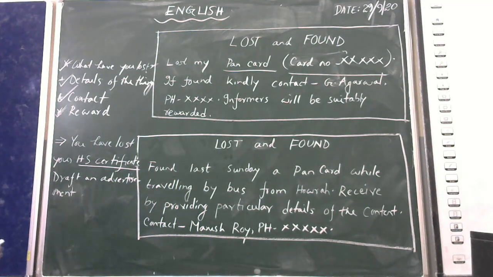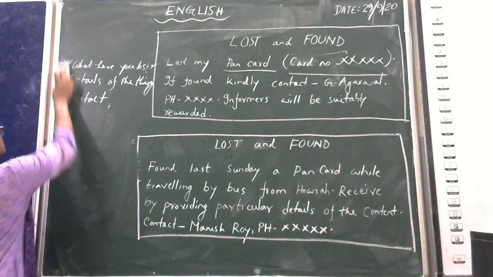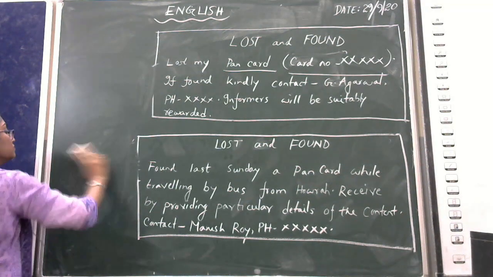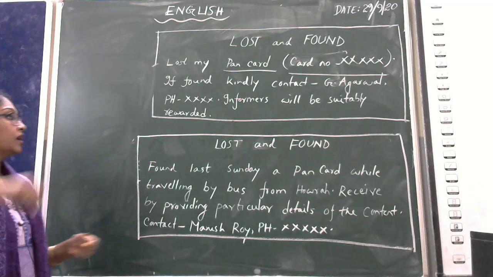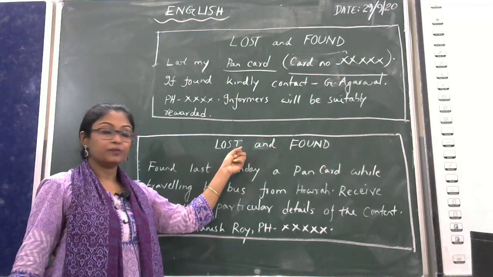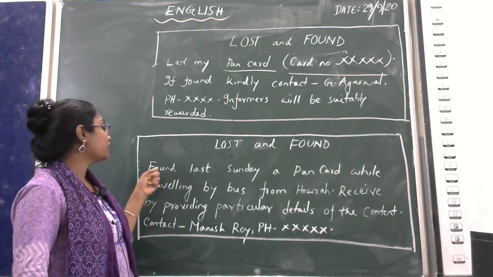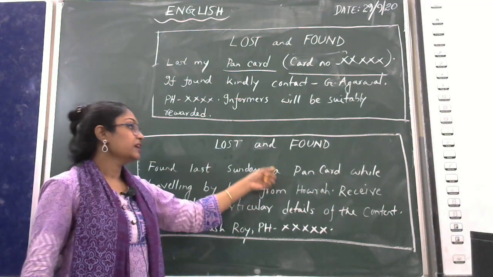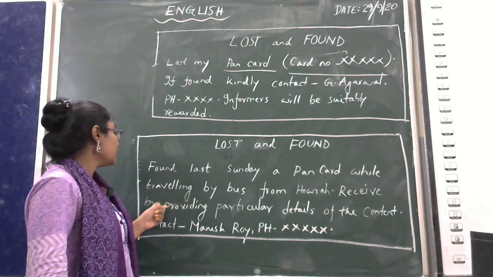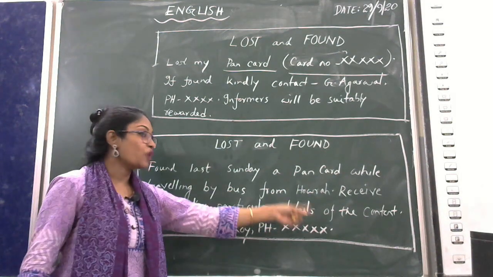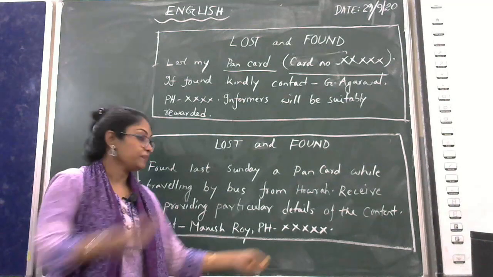The first thing is done. Now focus on the second one. The second advertisement is related to found. So again, as I have mentioned, that is lost and found. Now starting with found: Last Sunday, a PAN card was found while traveling by bus from Howrah. It can be received by providing particular details of the content. Full stop. Contact, then the name Manish Rai, phone number. Okay? And then the full stop.